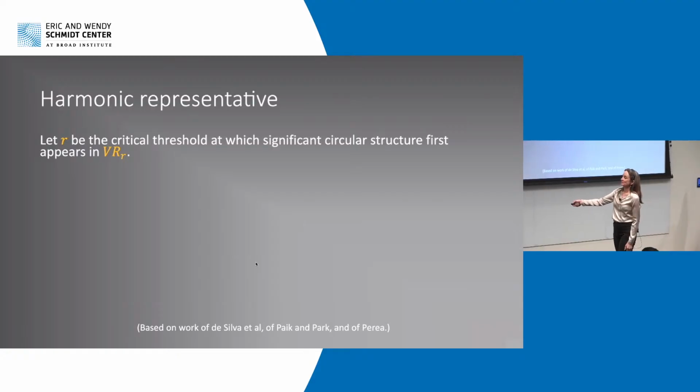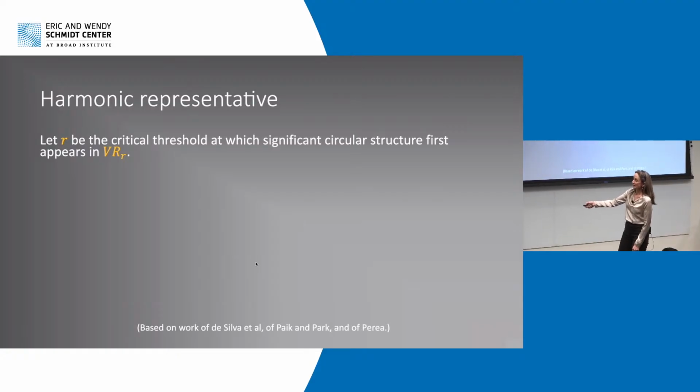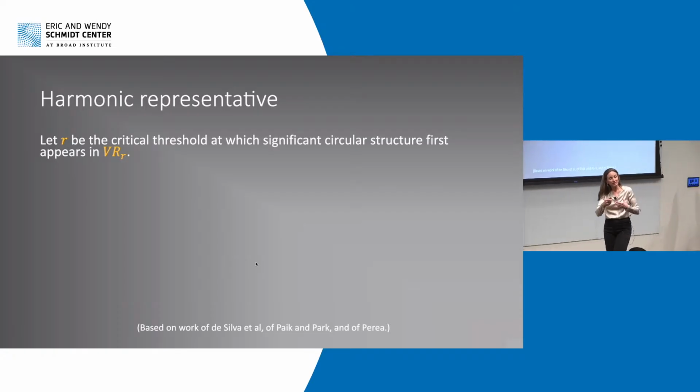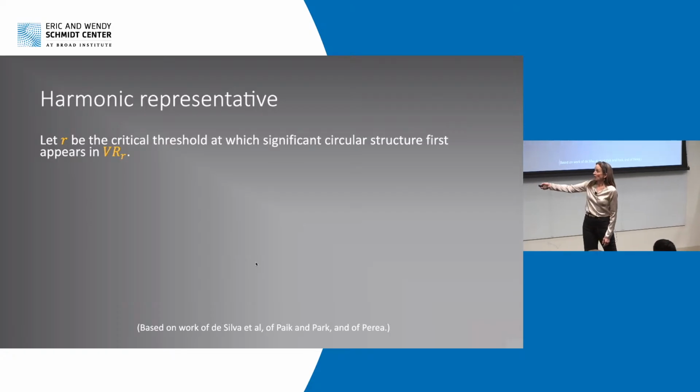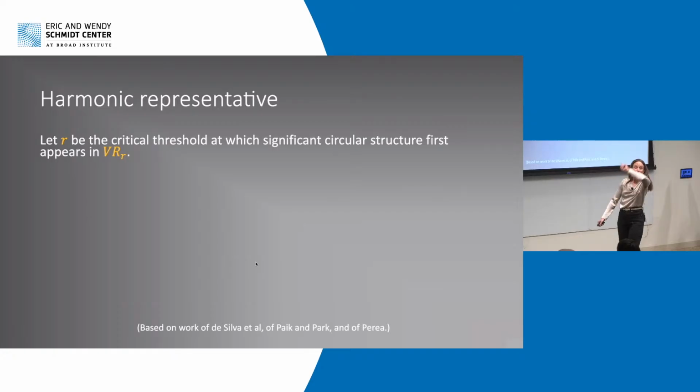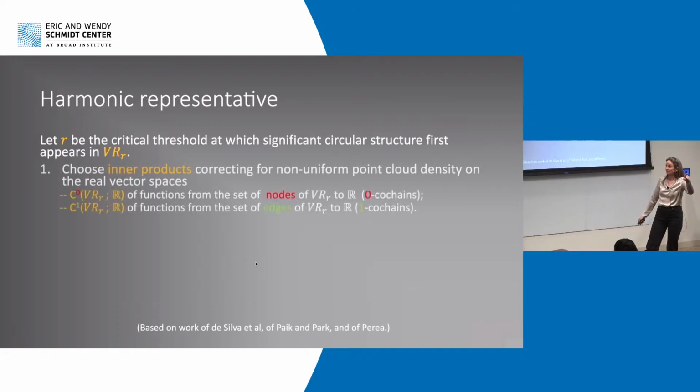So just to mention that the original work on such things went back to work of De Silva, Pike and Park, and Pereira. So what I'm describing here is a way of sort of integrating and amplifying a bit the work that they did. So recall that we had, at some particular threshold in this process, in our case it was 0.9, we had this statistically significant circular feature that appears. So we're there, right? And so R is this critical threshold at which this structure appears, all right?